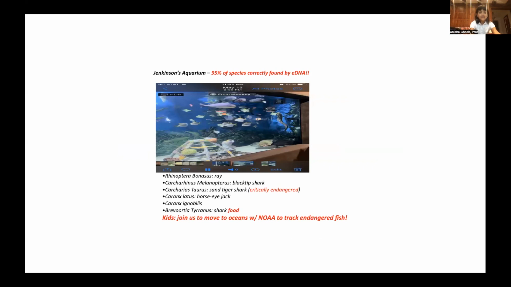Jenkinson's Aquarium on the Jersey Shore, where we proved the accuracy of our DNA-based species identification by successfully identifying over 95% of the fish species that were there, including endangered species such as the sand tiger shark, which we now intend to track in the ocean.